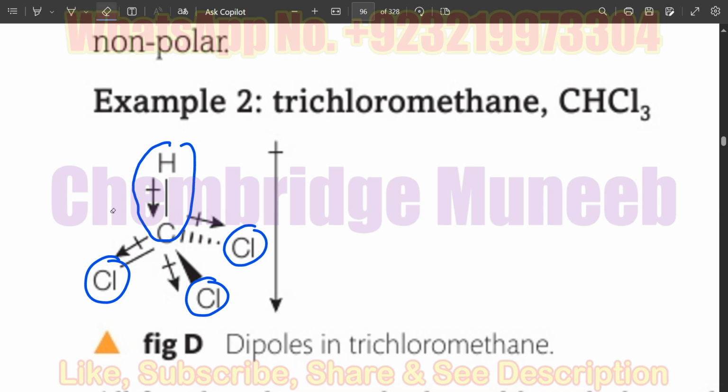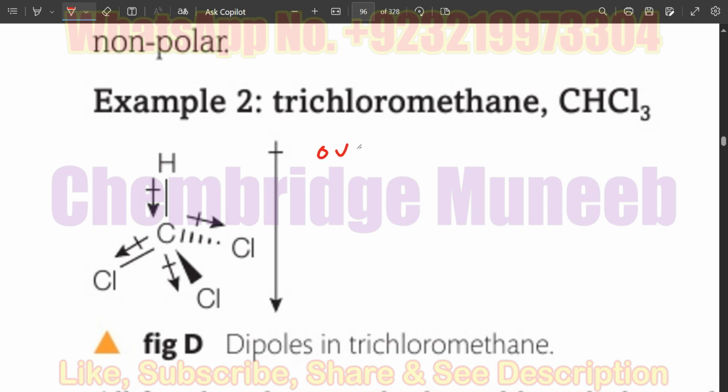And another thing which you need to add here is the direction of the dipole. The direction of the overall dipole, or you can also say net dipole. What shall be the direction of the overall dipole or the net dipole? Down. You will say from hydrogen to carbon and to chlorine. You will say like this: hydrogen to carbon and then to chlorine. That will be the direction of the overall dipole.